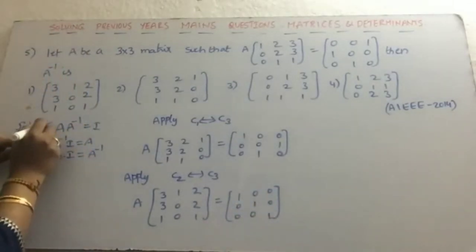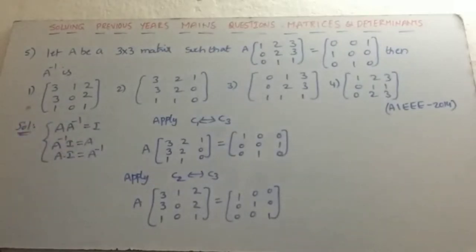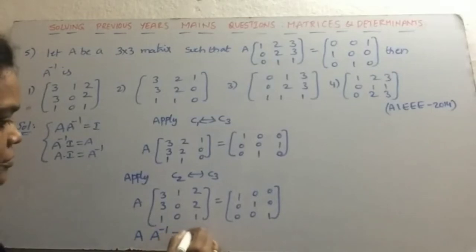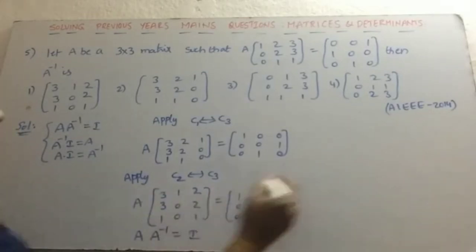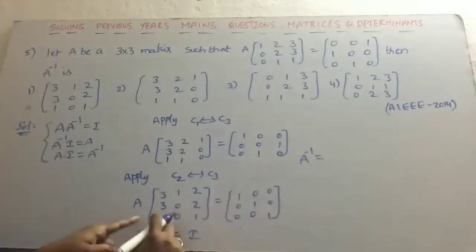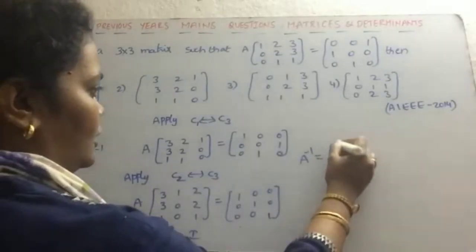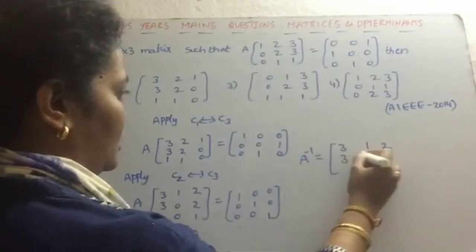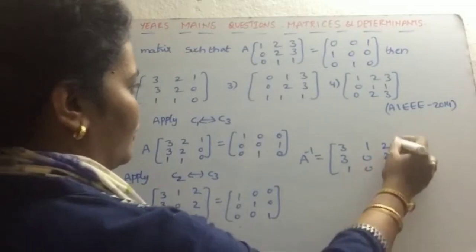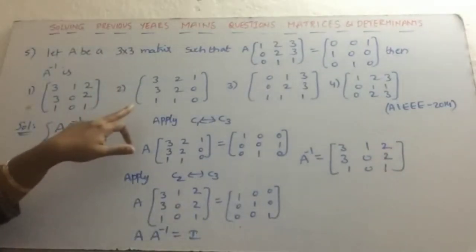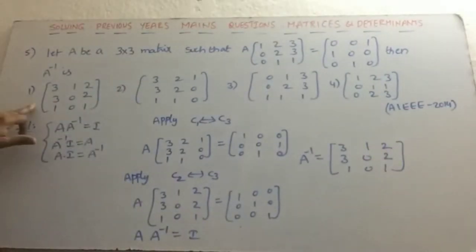We know the properties. A into A inverse is equal to I. That means A into A inverse is equal to this I. So A inverse is equal to 3 1 2 3 0 2 and 1 0 1. So this is the answer.